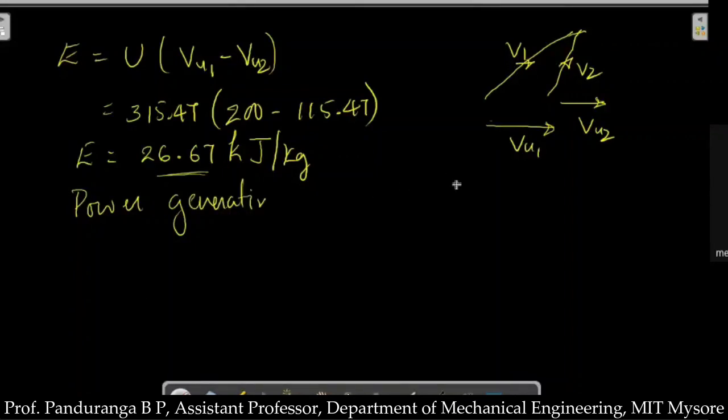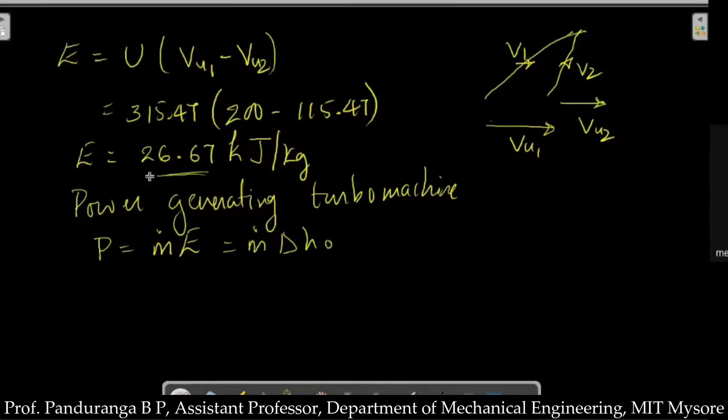And if you want to find out the power developed, then you have to multiply mass flow rate to energy transfer. So I'll just write the equation here. So power developed will be equal to m dot into E or m dot into delta H naught. E and delta H naught are one and the same. So here the total change in enthalpy is 26.67 kilojoule per kg, and it's a power generating turbo machine. Now we need to find out the utilization factor. So to find out the utilization factor, if you remember the equation, utilization factor is given by, here U is same for both the case.